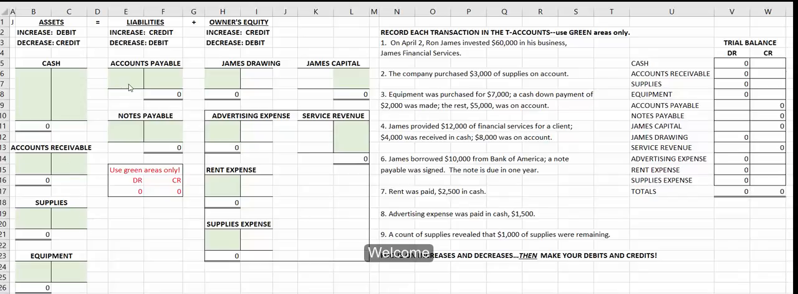Here are all your T accounts. Here are the transactions in English. We're going to make our debits and credits, and then we're going to look at our trial balance. Let's take a look at transaction 1.